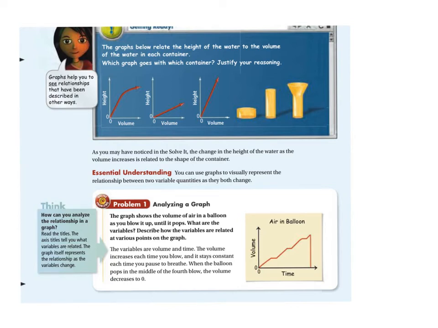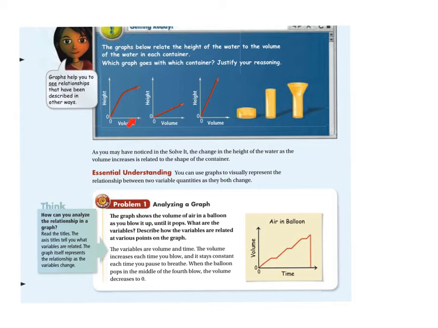Now, generally speaking, when time is involved, we usually make that the x-axis. Just one of those side notes. It's kind of important. When time's involved, it makes sense to go left to right, linear with time. So anyway, let's take a look at the first example up here before we actually get to the problem. The graphs below relate the height of the water to the volume of water in each container. Which graph goes with which container? Justify your reasoning.